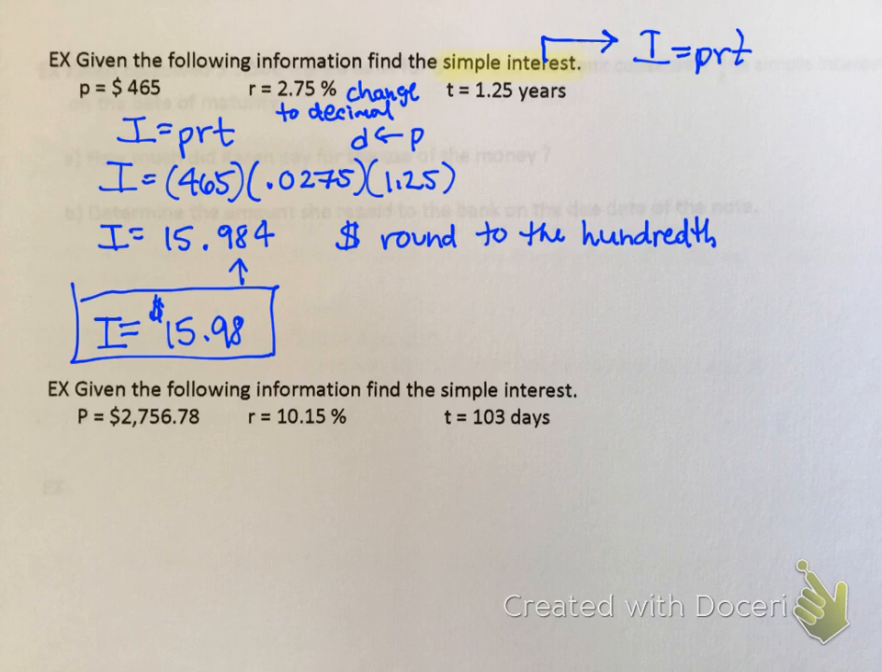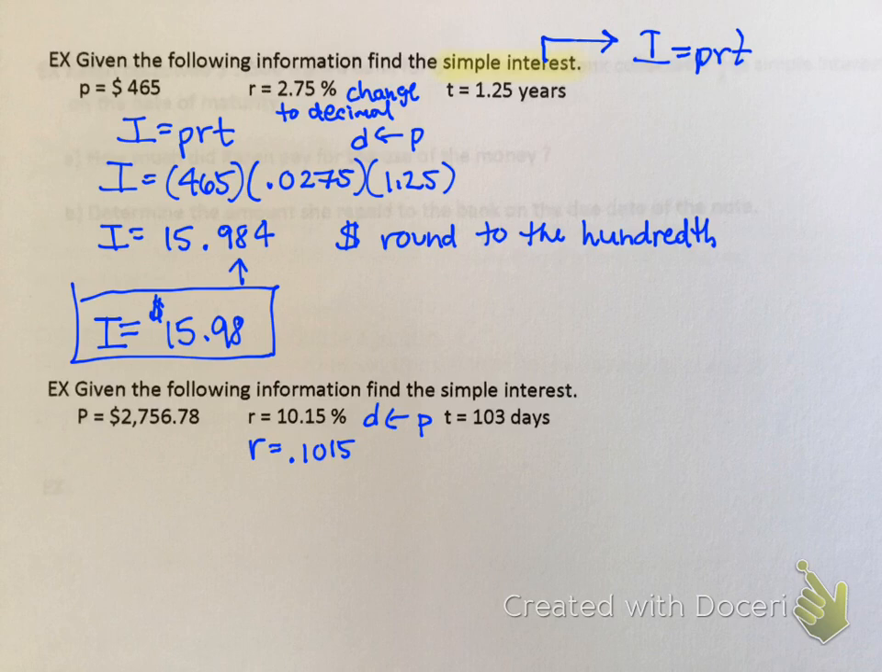P equals $2,756.78. The rate is 10.15. And the time is 103 days. So I'm going to go ahead and change the rate so it's a decimal. So 2 places to the left. So 0.1015. Remember, percent going to decimal.